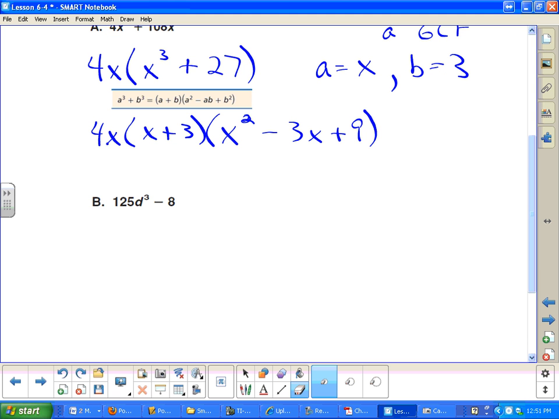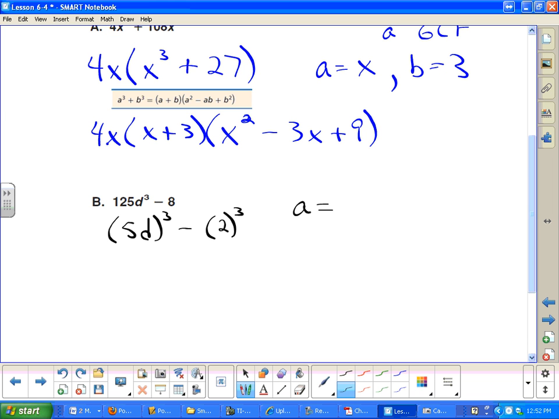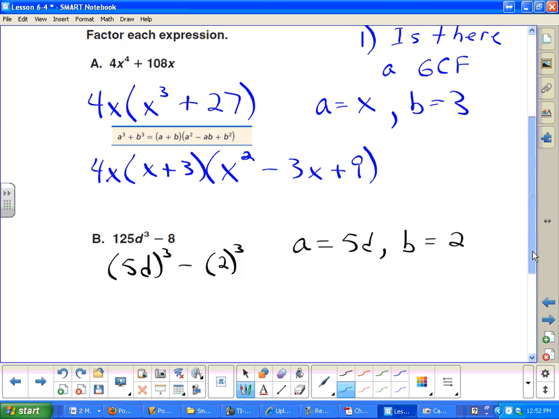So in this case, a is equal to what? 5d, right? Because we have 5 cubed here, so 5d is what is cubed here. And 2 is cubed there. So a is 5d, and b is 2. It's not negative 2, it's just the number 2. So then now I'm going to use the difference of two cubes.